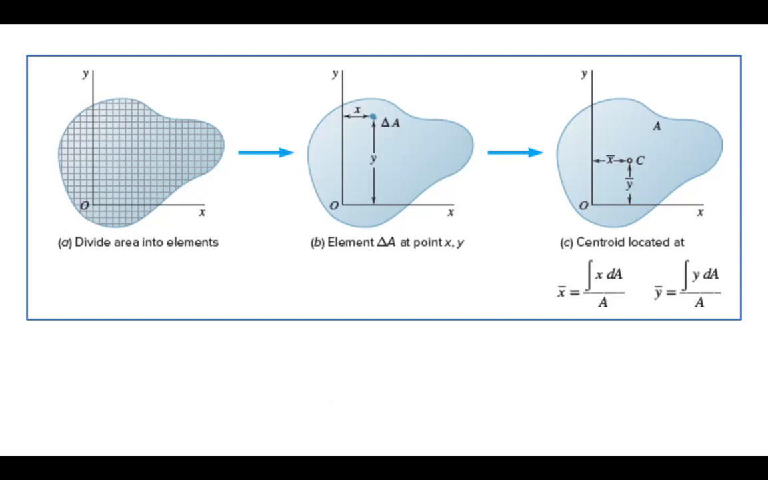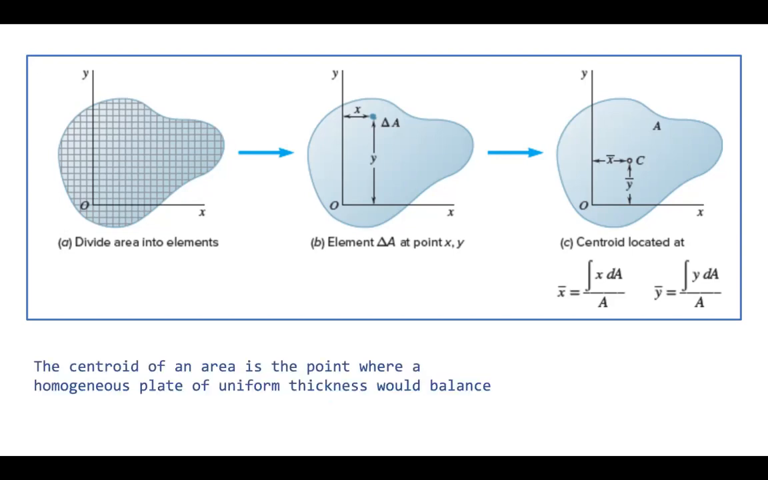So they have uniform density, and that is very important because if they have uniform density, we can simply use their area, but if they don't, we cannot, because we have to take into account the varying densities across the surface. The centroid of an area is the point where a homogeneous plate of uniform thickness would balance. This uniform thickness is very important. Uniform thickness refers to uniform density.